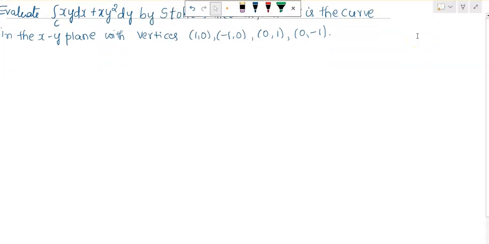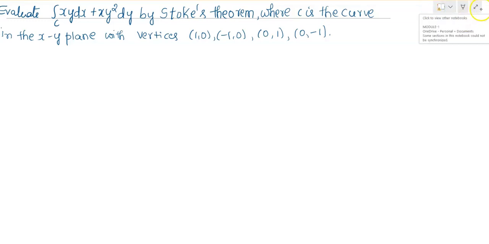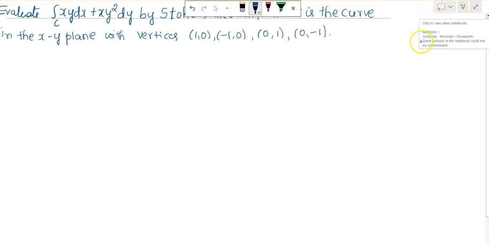So in this session, we are going to discuss a problem based on Stokes' theorem. Evaluate the integral over C of xy dx plus xy square dy by Stokes' theorem, where C is the curve in the xy plane with the vertices. See, they are given the vertices. Let me draw.